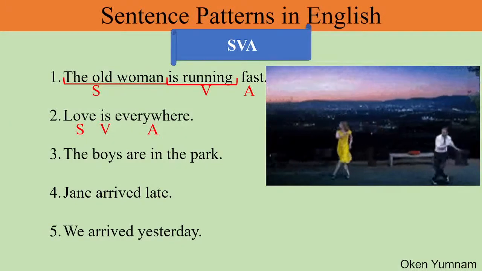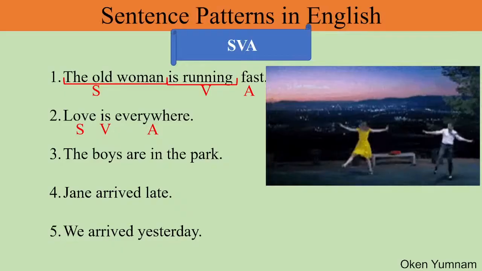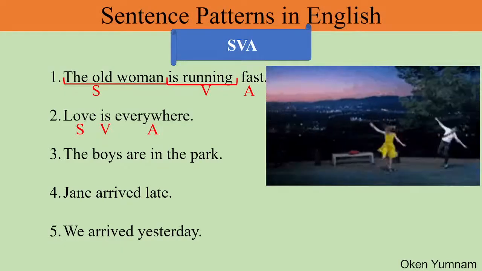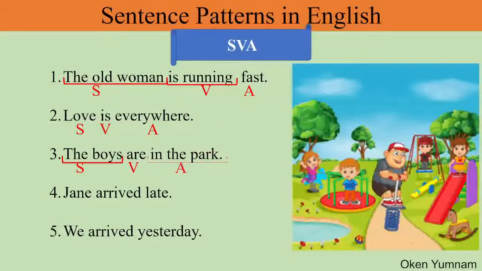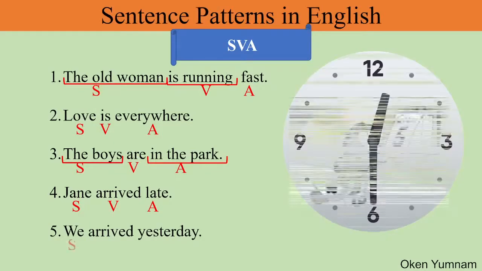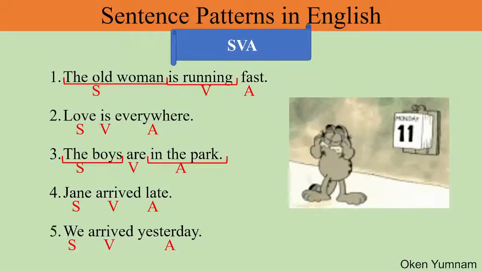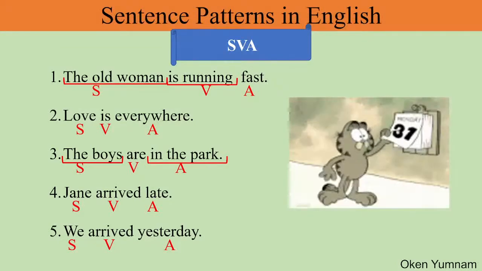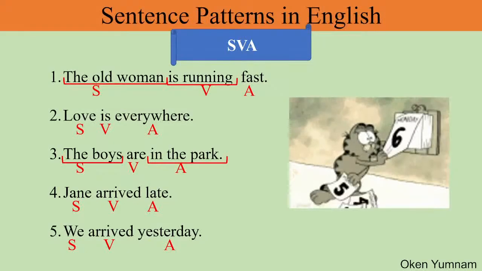Next, love is everywhere. Love is, where is love? The answer you get is everywhere. So everywhere is the adverbial. Next, number 3. The boys are in the park. Subject, verb, adverbial. Similarly, number 4. Subject, then arrive. Arrive is the verb, late, adverbial. Number 5. We arrived yesterday. We, subject, arrived, verb. Yesterday, adverbial.